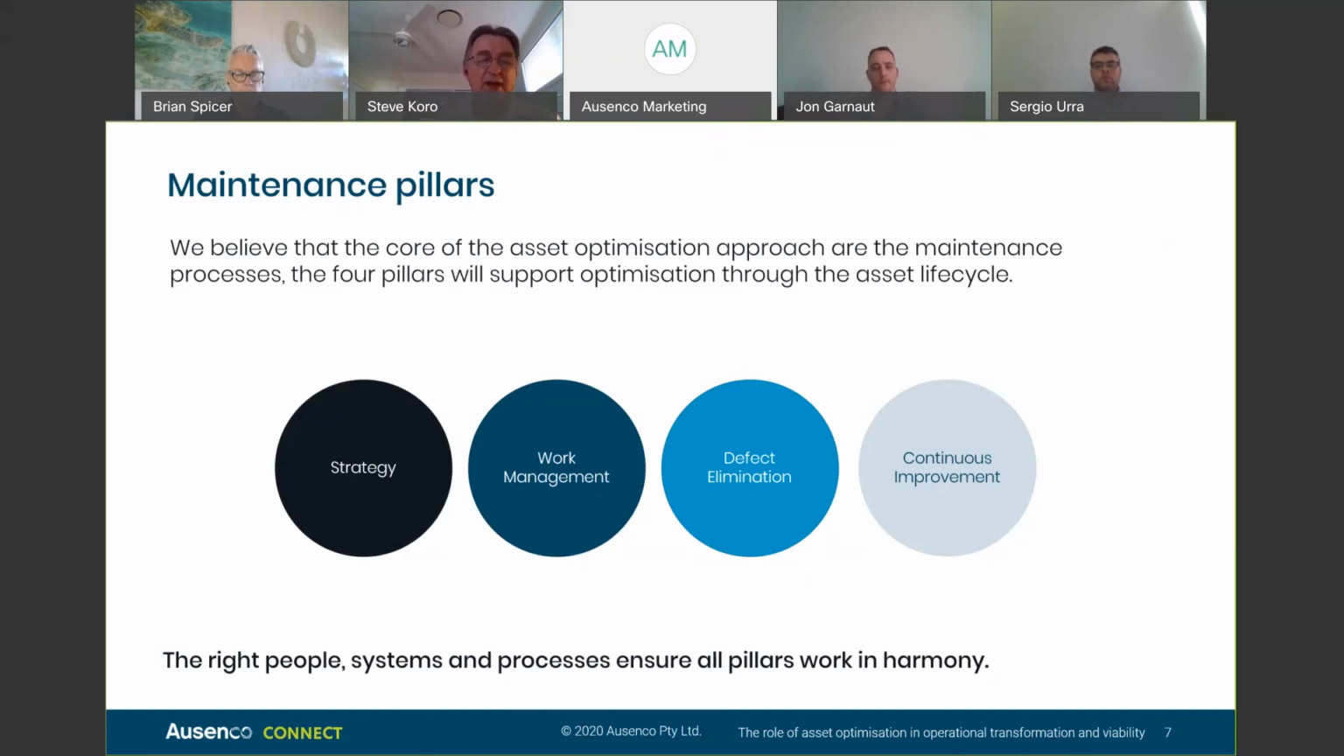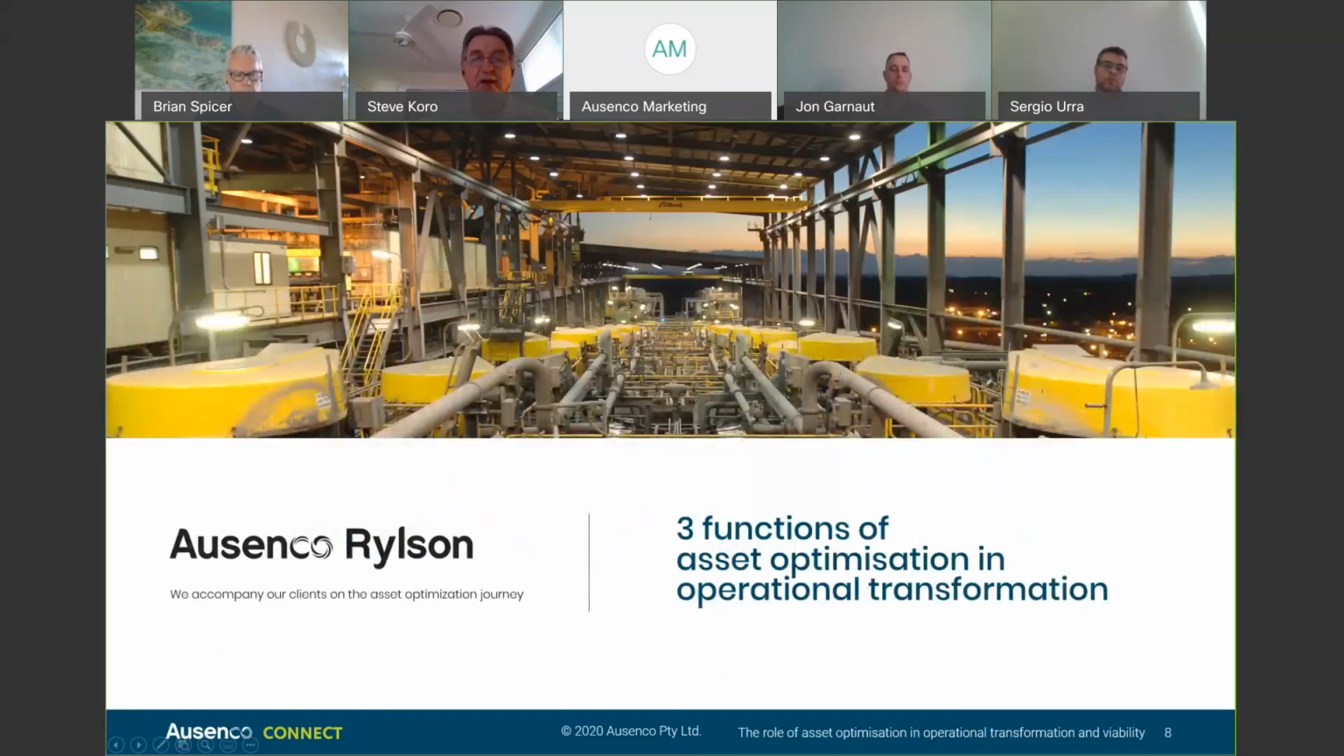Now, these four pillars, and all this is predicated on having the right skilled people, the right systems, and the right processes for all this to work. Okay, next slide, please, Jan. So what we'll do now is we'll consider examples of how asset optimization has been used in operational transformation.